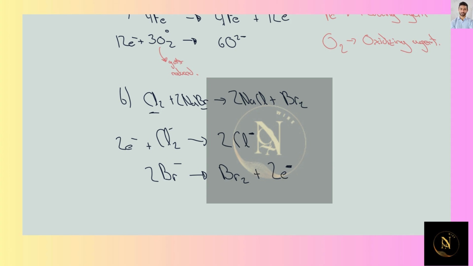So again, Cl2 is going to get reduced, and Br minus is going to get oxidized. So that means that Cl2 is going to be our oxidizing agent, and Br minus will be our reducing agent.